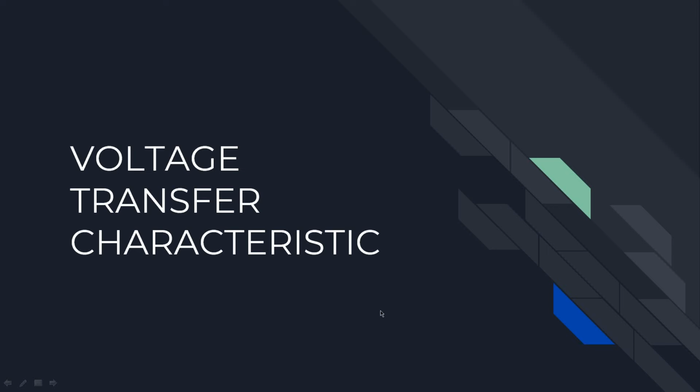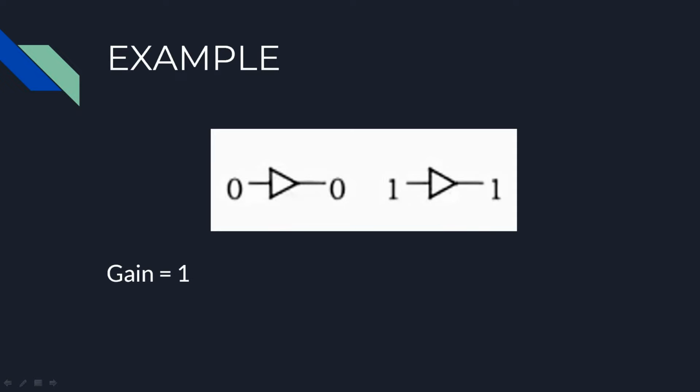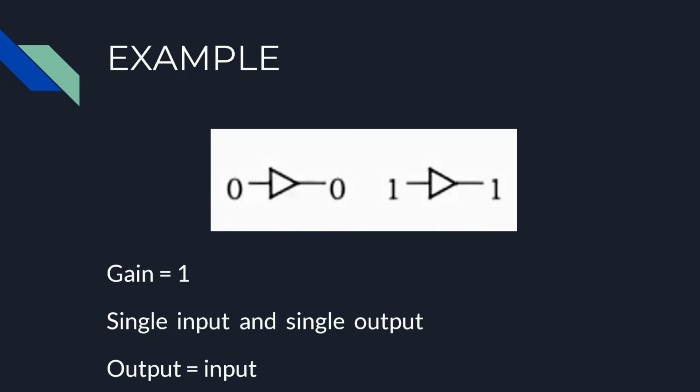Hello guys, in this video we'll be learning about voltage transfer characteristics, the VTC curves, by taking a simple combinational device, a buffer, as an example. A simple combinational device buffer has a gain equal to 1. A buffer has a single input and a single output where the output will be driven with the same digital values as the input after some propagation delay. The output of the buffer is equal to the input because the gain is equal to 1.